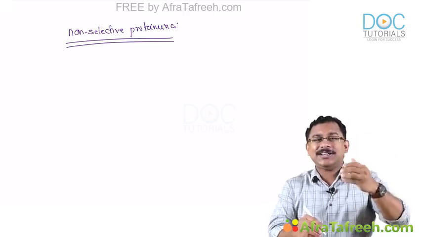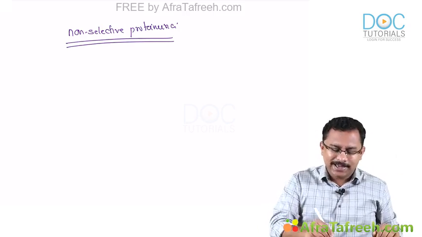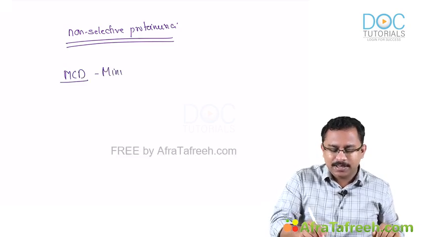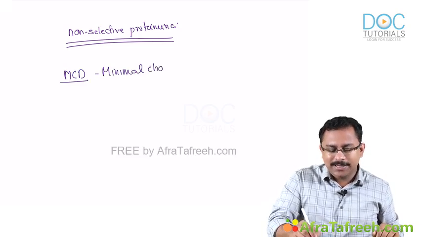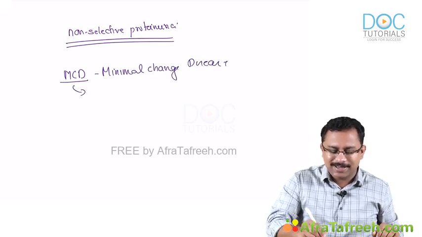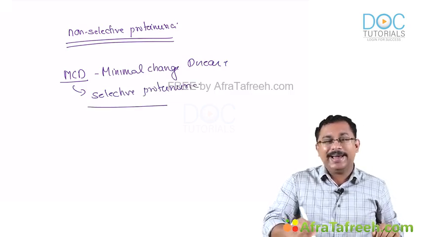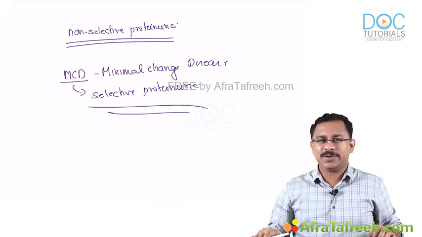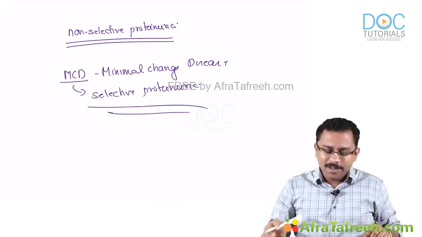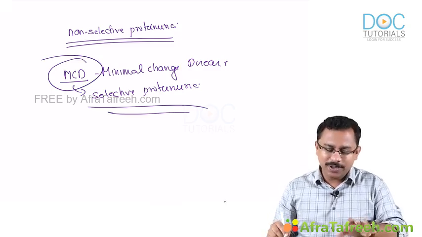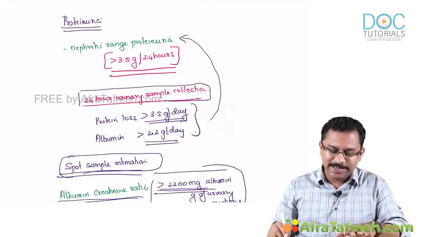Except certain disorders that you will learn, like MCD or minimal change disease, which we will learn soon. In that particular disorder, it is a selective proteinuria. MCD will have a selective proteinuria where selectively a protein like albumin will be lost in the urine. So there is a selectivity for the proteinuria in case of minimal change disease. So I hope proteinuria is clear.